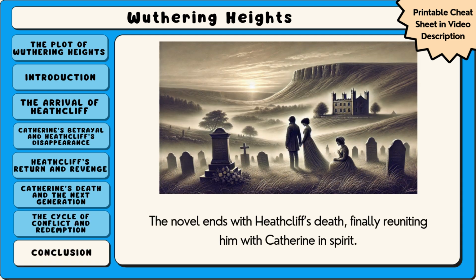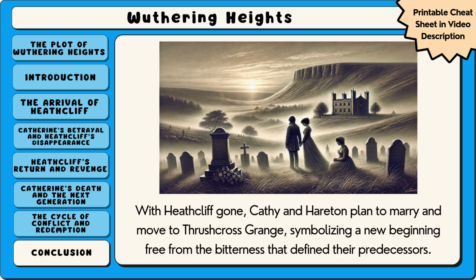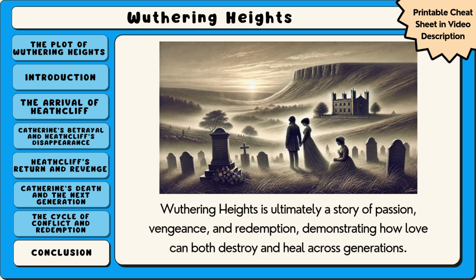The novel ends with Heathcliff's death, finally reuniting him with Catherine in spirit. With Heathcliff gone, Cathy and Hareton plan to marry and move to Thrushcross Grange, symbolising a new beginning, free from the bitterness that defined their predecessors. Wuthering Heights is ultimately a story of passion, vengeance and redemption, demonstrating how love can both destroy and heal across generations.